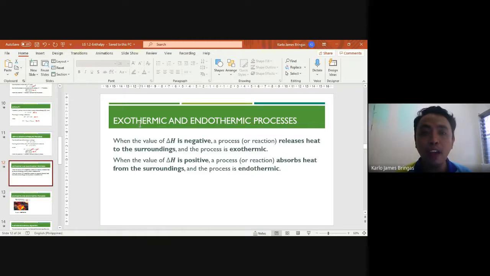Pag endothermic reaction, it's the opposite. As the reaction occurs, you might notice, holding the container, that it gets colder and colder as time goes by. That's your clue that an endothermic reaction has taken place.